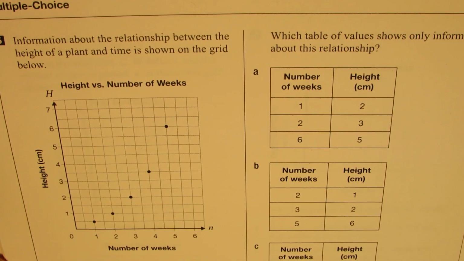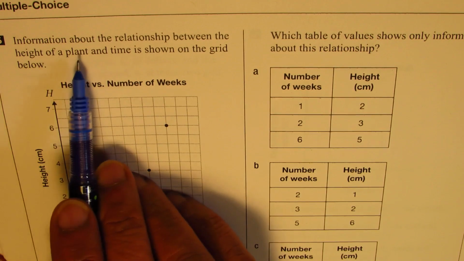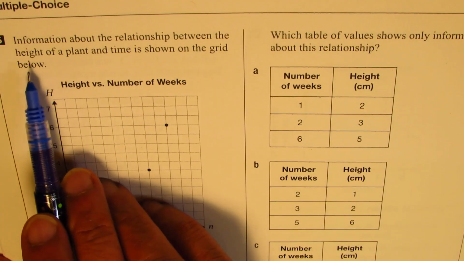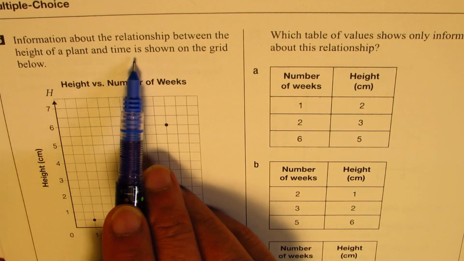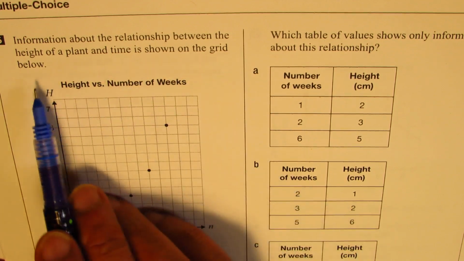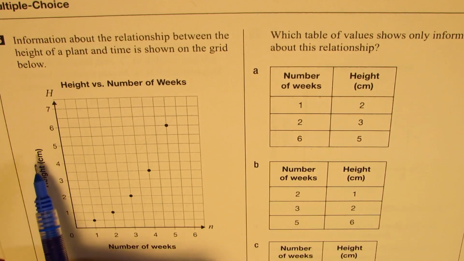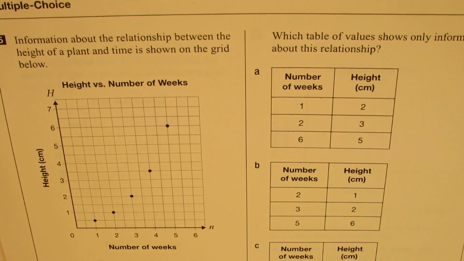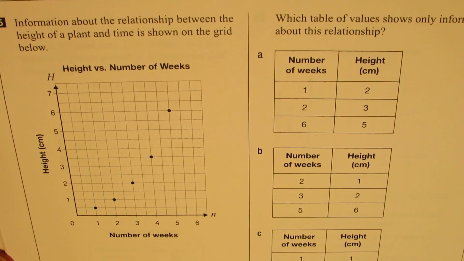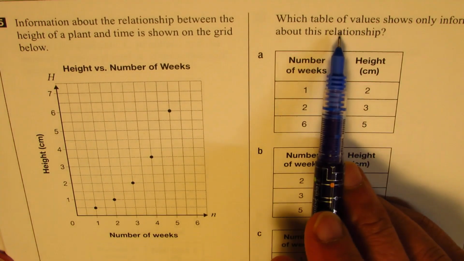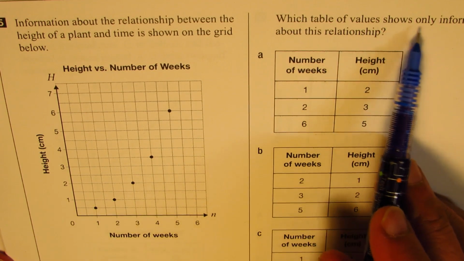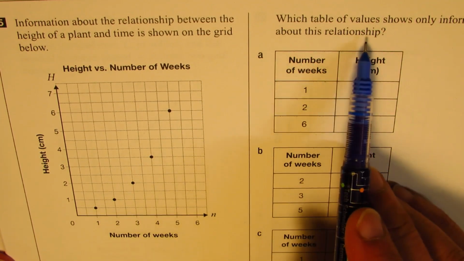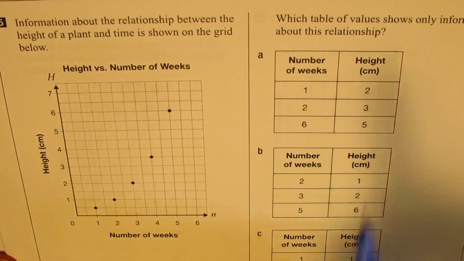Question number 5. Information about the relationship between the height of a plant and time is shown on the grid below. So that is height in centimeters and time in number of weeks, right? Which table of values show only information about this relationship? So let's figure it out.